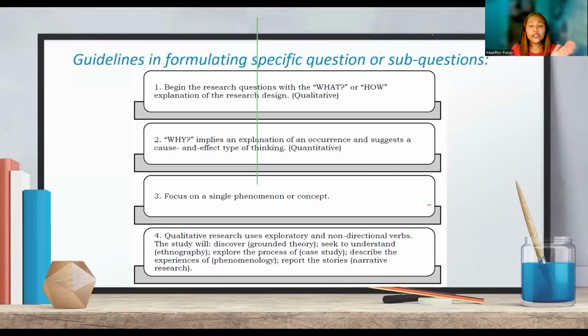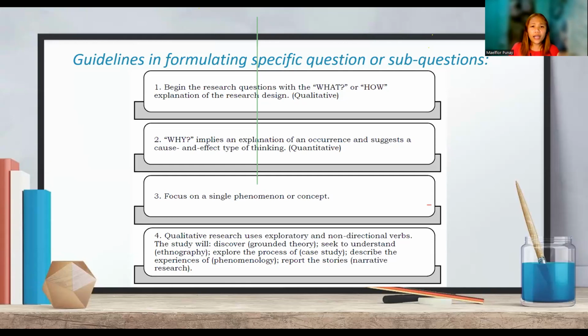And after that, you specify it. From the general, you go to the specific. These are the guidelines in formulating specific questions or sub-questions. First, begin the research questions with a what or how, in line with the explanation of the research design. If you are going to use qualitative research, you start with what or how. But if it's quantitative, why implies an explanation of an occurrence and suggests a cause and effect type of thinking.